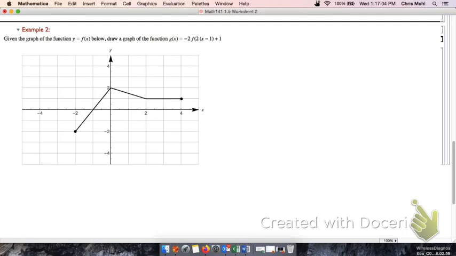Okay. So now, example 2. Now I've been given a graph of a function y equals f of x. You'll notice this is the same function f from the first handout that we went over on Tuesday, and I finished in my previous video. And I want to draw a graph of the function g of x equals negative 2 f of 2 times x minus 1 plus 1. Now I have forgotten a parenthesis here technically. There should be another parenthesis right there.